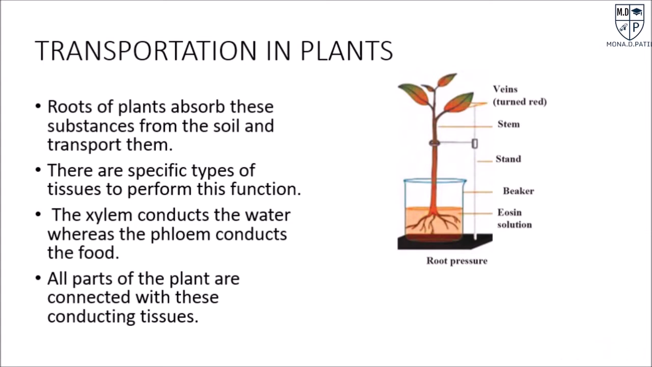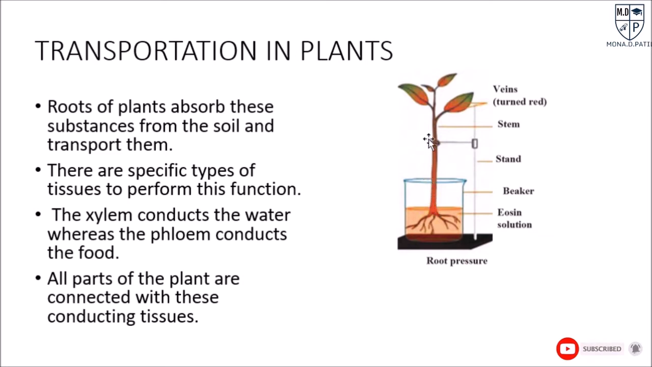So first, transportation in plants. Here you can see the diagram. In this diagram, the roots of the plant absorb substances from the soil and transport them. Here the water has been mixed with eosin solution, and this colored water is transported into each and every part of the plant through the root.